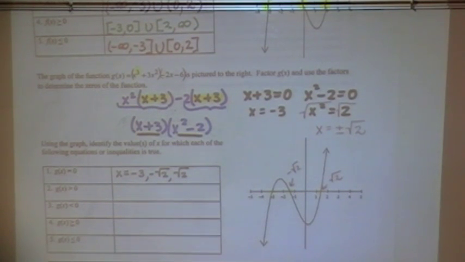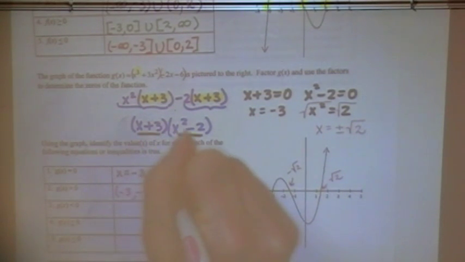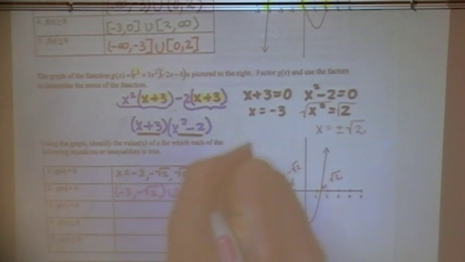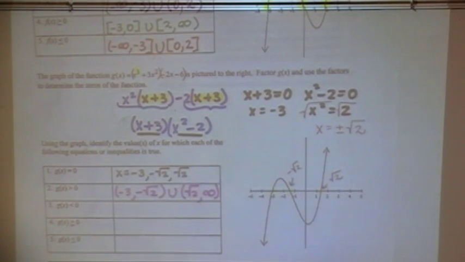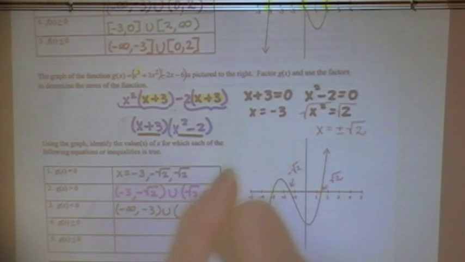Not greater than or equal to, just greater. It's greater right here in this one little bump, and then again at the end. So from negative 3 to the negative square root of 2 in union with positive square root of 2 to the 5th. Where is it less than? Well, that's this piece and then this piece right here. Negative infinity to negative 3 in union with negative square root of 2 to square root of 2.